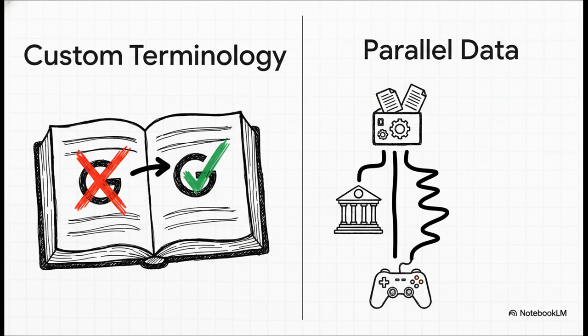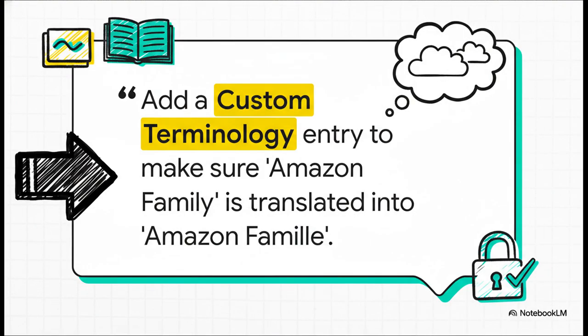You actually feed the service your own examples of high-quality translations to teach it your preferred way of speaking. This example from the AWS blog makes it crystal clear. You see, without any customization, a term like Amazon Family might get translated literally, which could be confusing. But with one simple entry in your custom terminology file, you guarantee that it's always translated correctly to Amazon Familial, preserving that brand identity no matter what. It's a small feature with a huge impact.